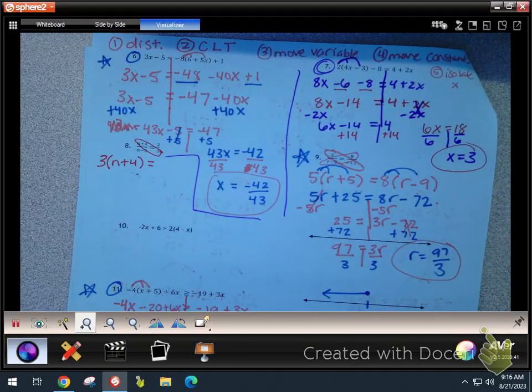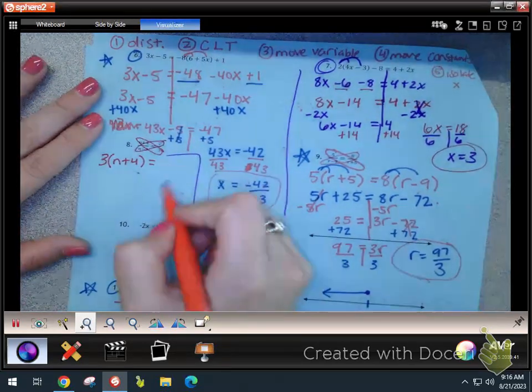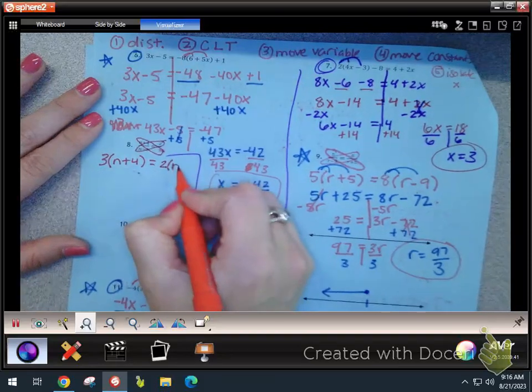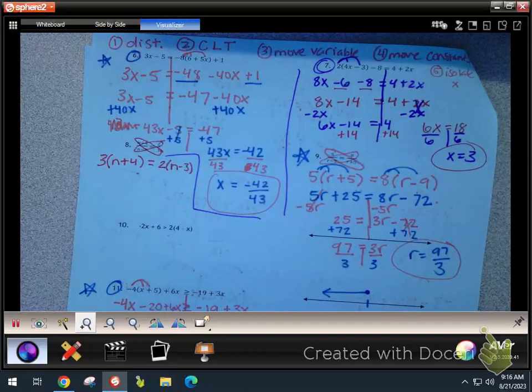So what's the other side going to look like? Tell me how to write this side. 2 parentheses n minus. And that cleans that problem up like this. Honestly, this problem is easier to solve than the other ones we did. But you just have to know how to look at it and know where to go. And you're going to see one like it.